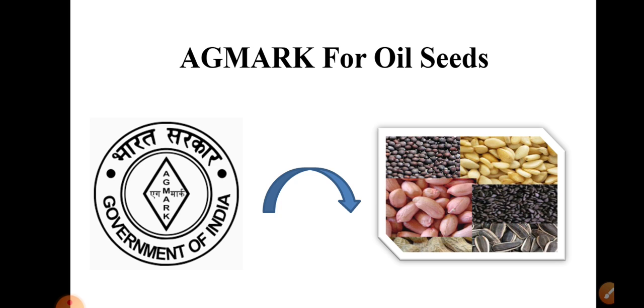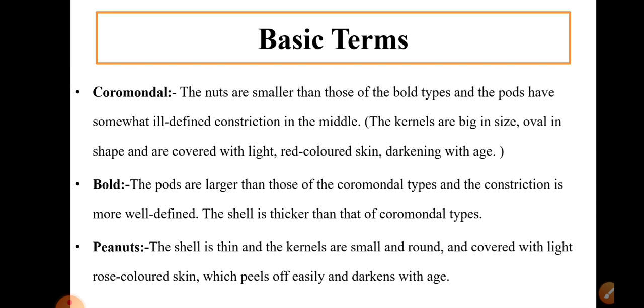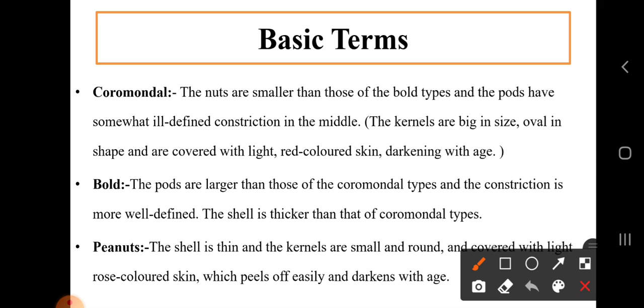In today's session of MKT 111, we are going to learn about AGMARK for oil seeds like groundnut, sunflower and mustard oil. So first we'll see some basic terminology related to the groundnut oil seeds. So first one, what is a coromandel?